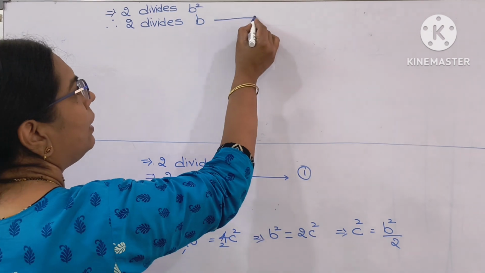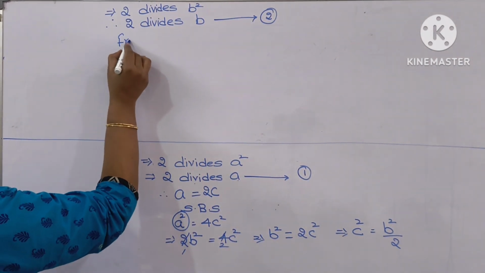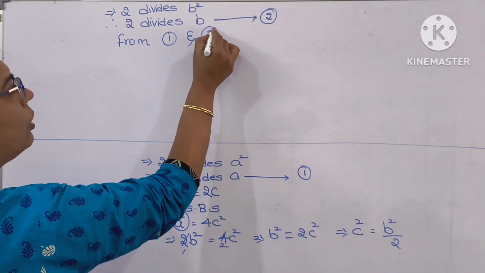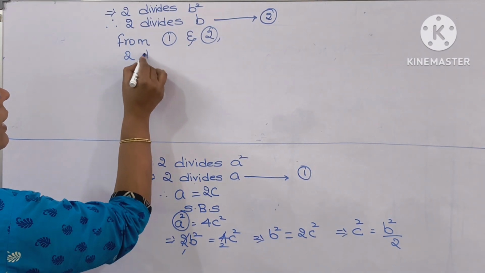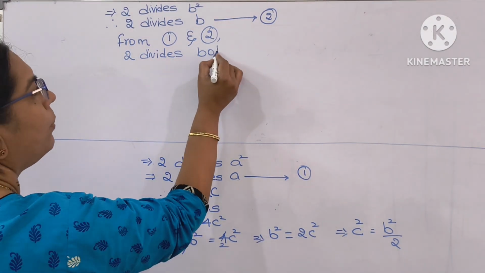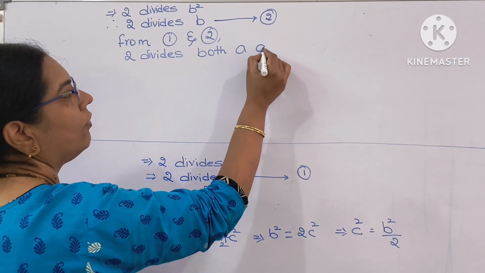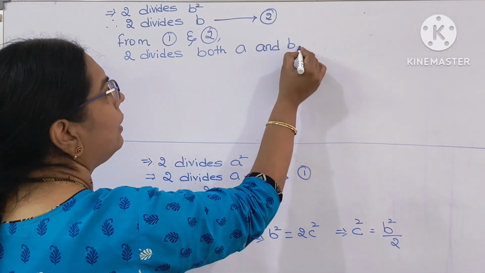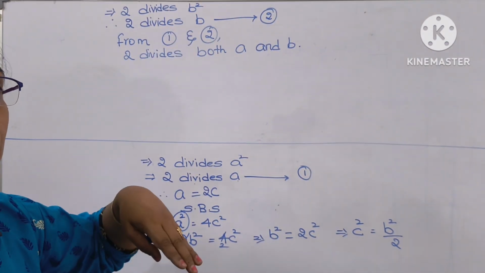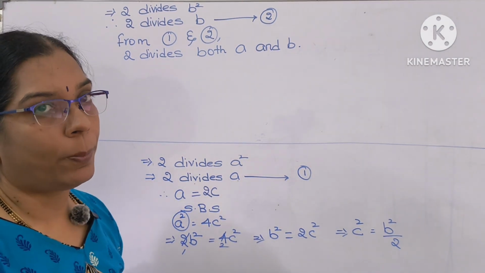Make it as equation 2. Now from equations 1 and 2, what is that you are getting? 2 divides both a and b. 2 divides a, 2 divides b. So what can we write? We can write that 2 divides both a and b. But what did we assume a and b to be? We assumed a and b to be co-primes.